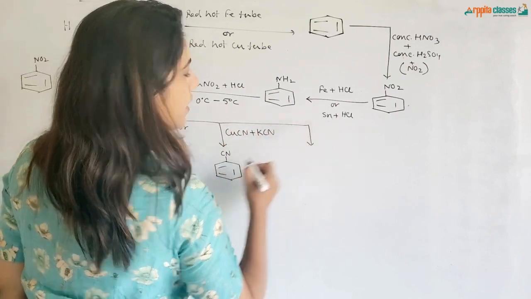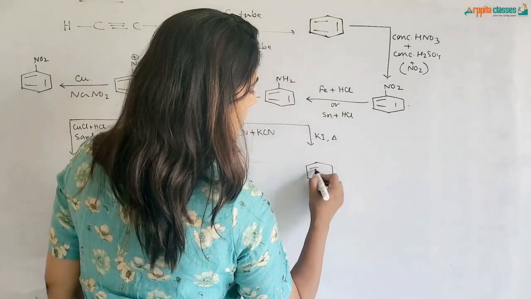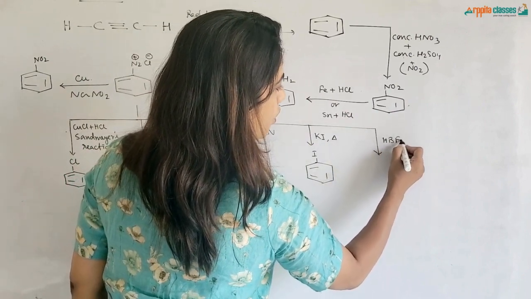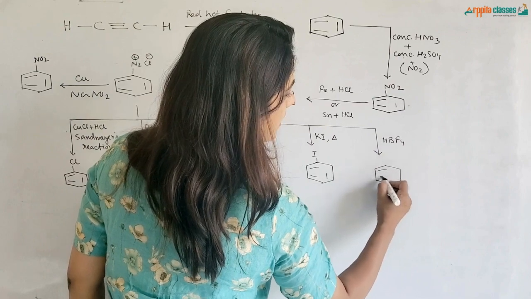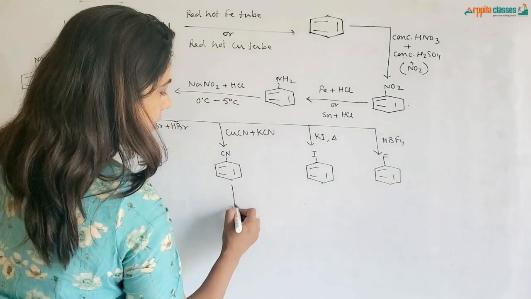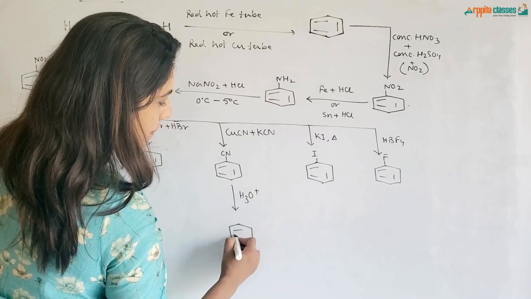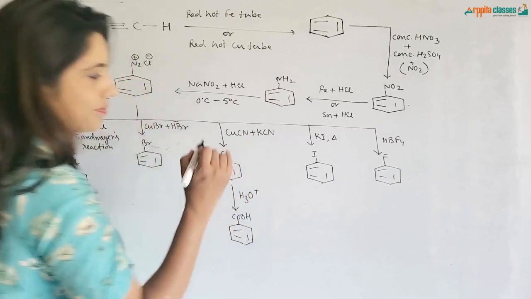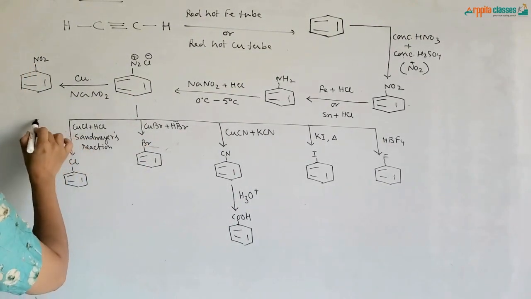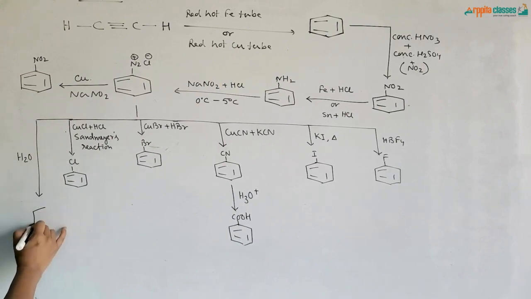We treat this with KI, a little bit of it, we get iodobenzene. We treat this with HBF4, we get fluorobenzene. This cyanobenzene again can be treated with H3O+. Acidic hydrolysis of cyanobenzene will give you benzoic acid. Also, benzene diazonium chloride, if just hydrolyzed with water, gives you phenol.